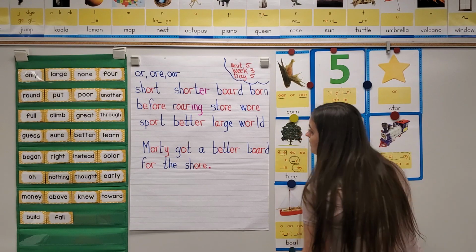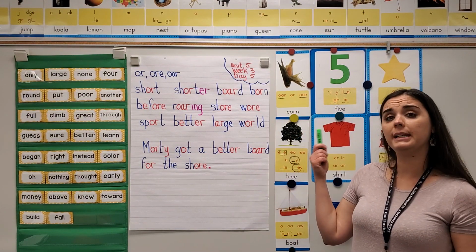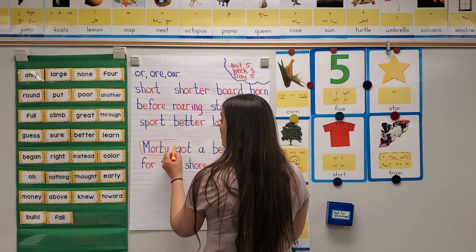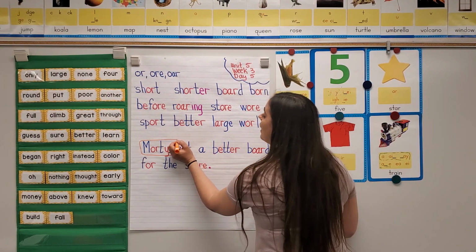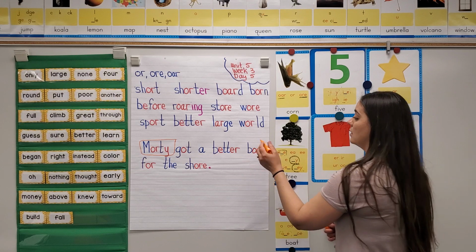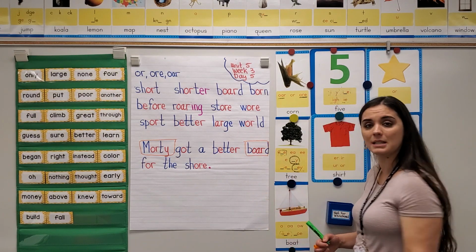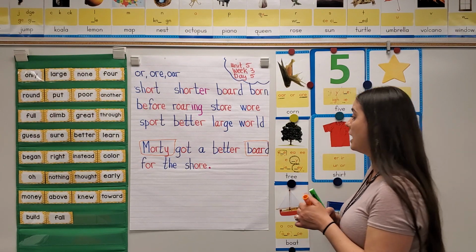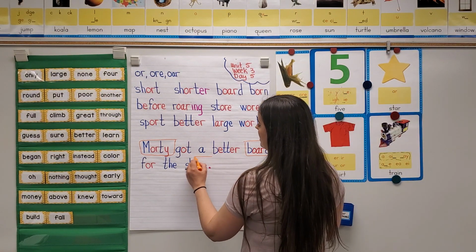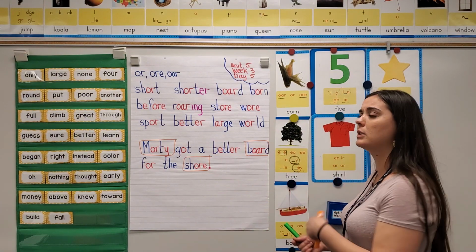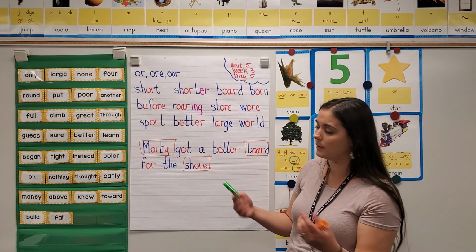And let's do some nouns and verbs. So Morty is a person, so we know that he is going to be a noun, because a noun is a person, a place, or a thing. And board, this is also going to be a noun, because it's like his surfboard. It's something that he's going to touch. And shore is also a noun, because it's a place, like the ocean. We're going down to the seashore.